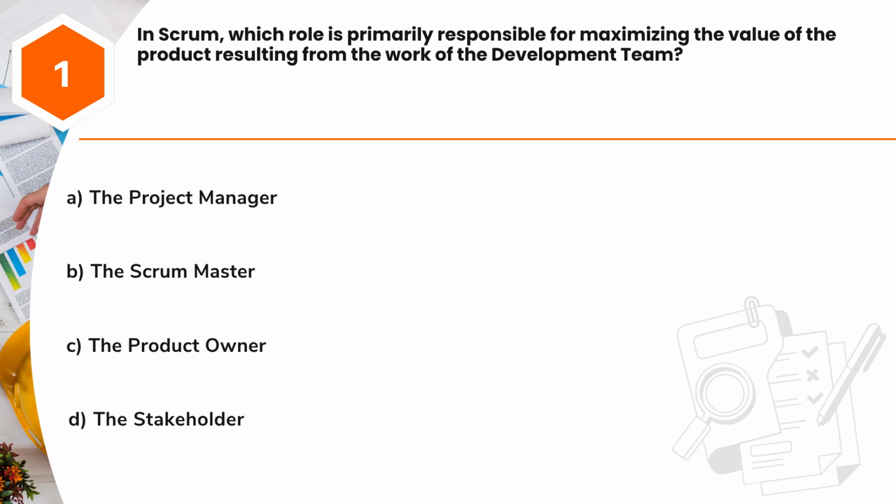Question 1. In Scrum, which role is primarily responsible for maximizing the value of the product resulting from the work of the development team? A. The Project Manager. B. The Scrum Master. C. The Product Owner. D. The Stakeholder.